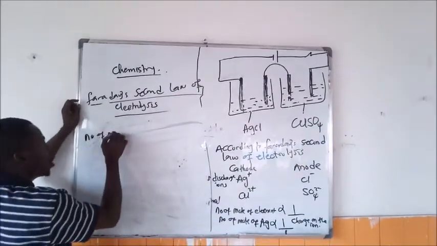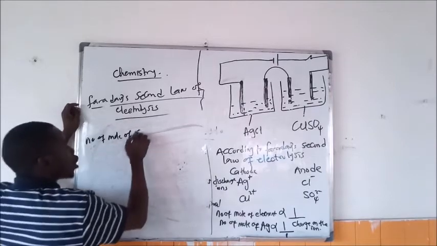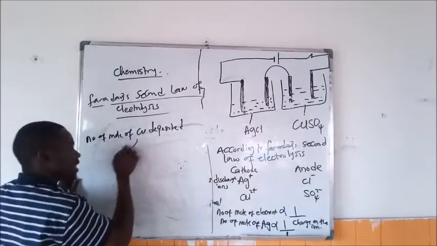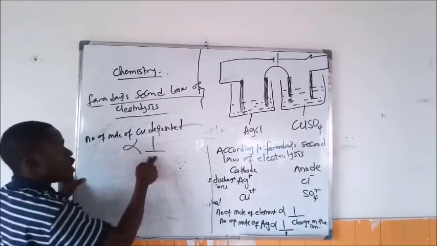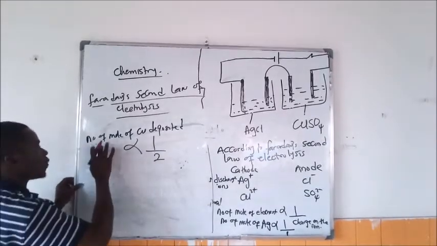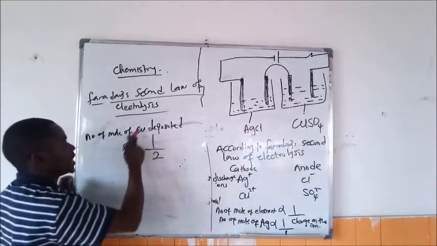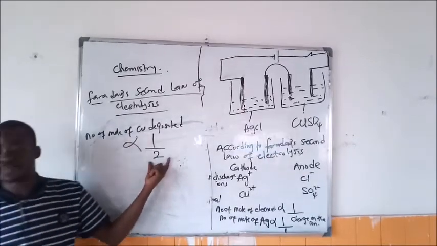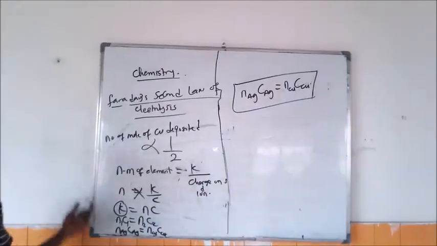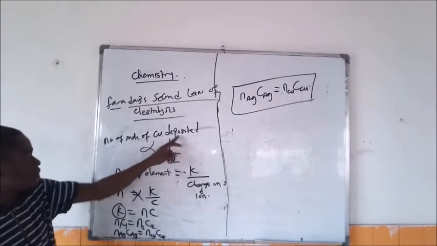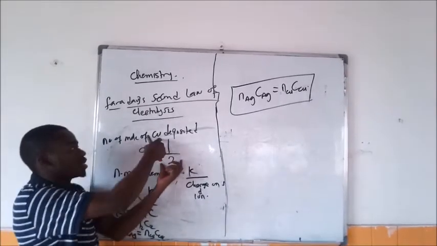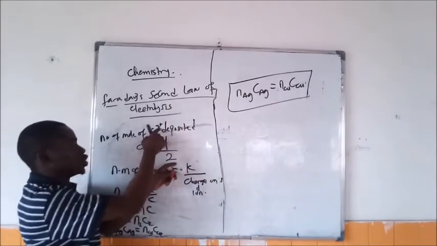The same thing we go for copper. The number of moles of copper deposited is inversely proportional to the charge on copper. And what's the charge on copper? 2. Are you getting this now? So the number of moles of copper deposited is inversely proportional to 2. Are we following? The charge on copper here is 2.